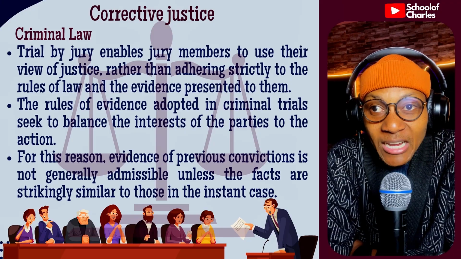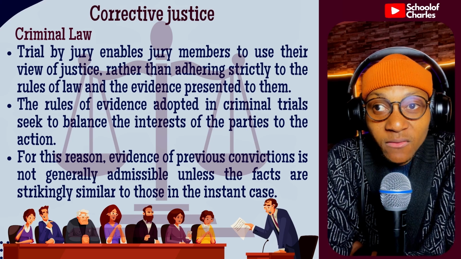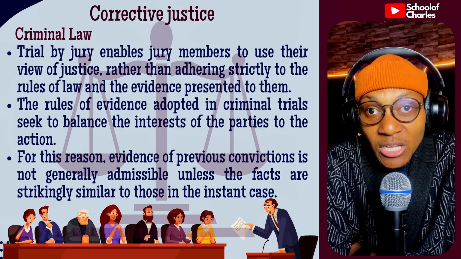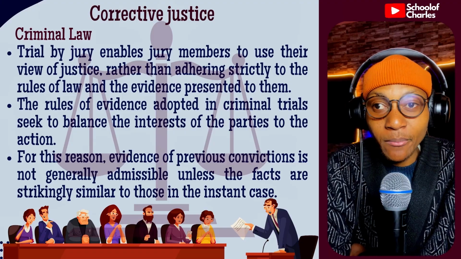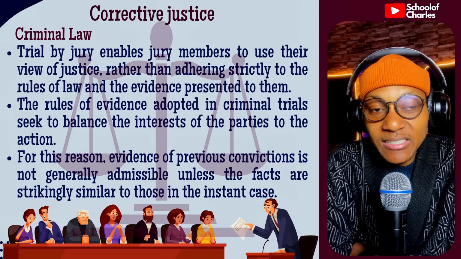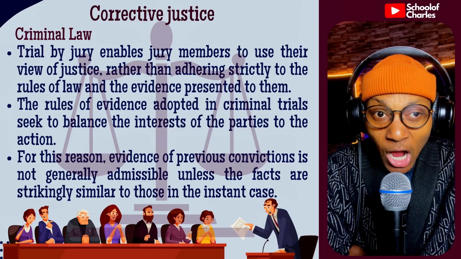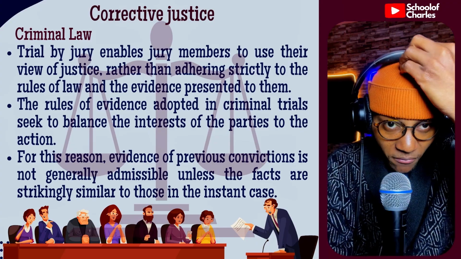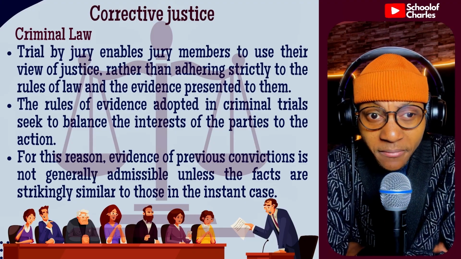So the rules of evidence adopted in criminal trials seek to balance the interest of the parties to the action. I will look at some of the rules of evidence in a later example. For this reason, evidence of previous convictions is not generally admissible unless the facts are strikingly similar to those in the instant case. What that means is, if someone is being accused of murder, you cannot go and say, no, this person was actually convicted of rape last year.